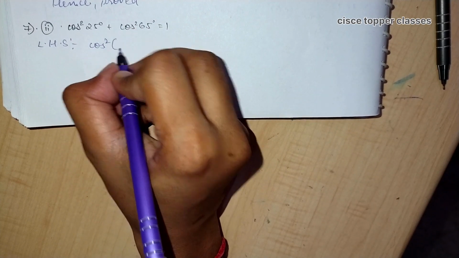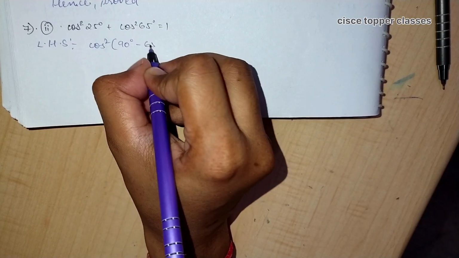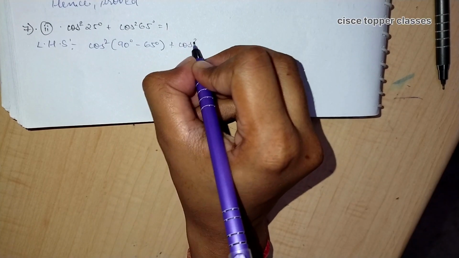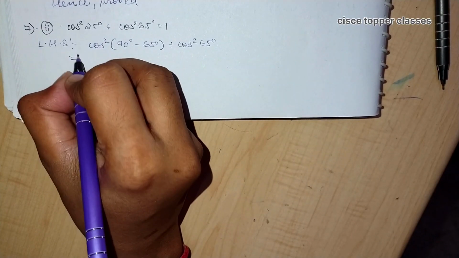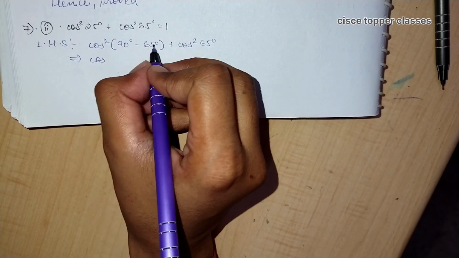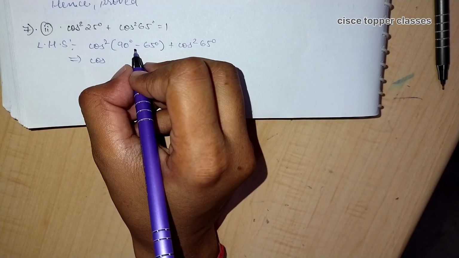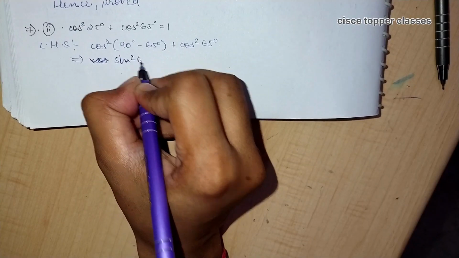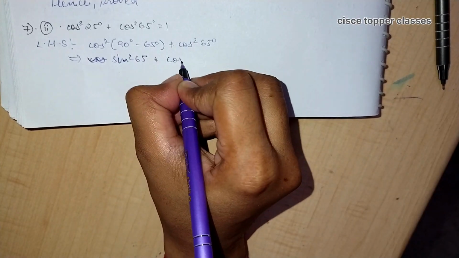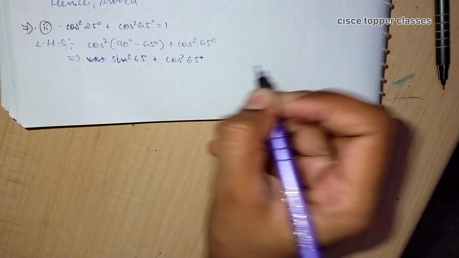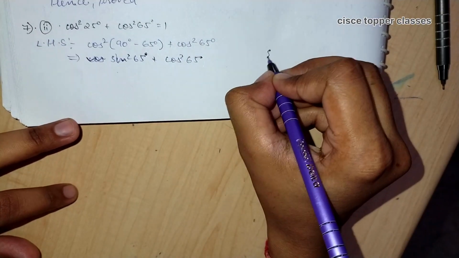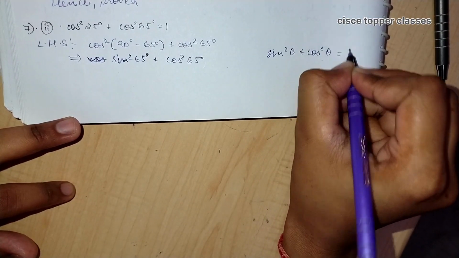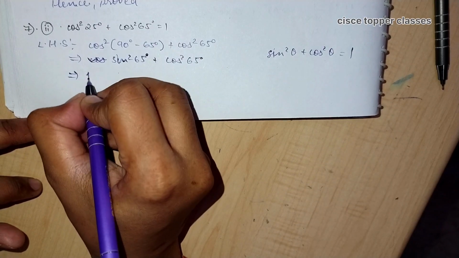Cos square 25 degree, we can write as cos square (90 minus 65) degree, because 90 minus 65 is equal to 25. Again cos square 65. So this part we can write as cos (90 minus theta) is sine theta. So this will be sine square 65 plus cos square 65. And we know that sine square theta plus cos square theta is an identity which is equal to 1. From there we can write this is equal to 1.